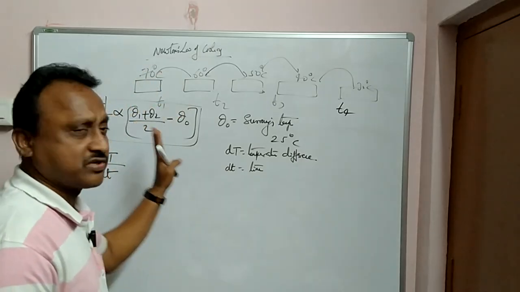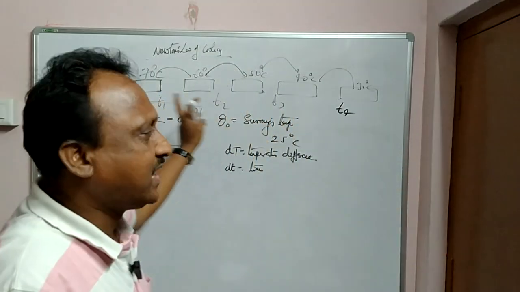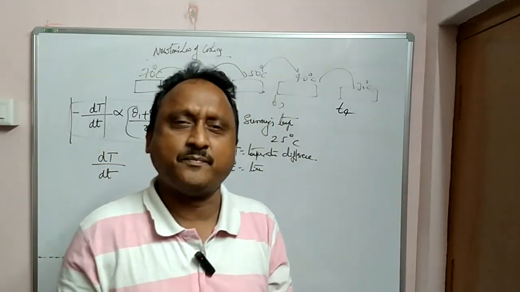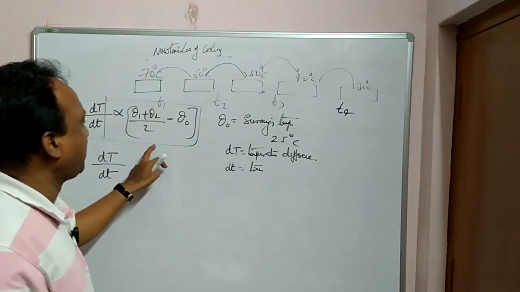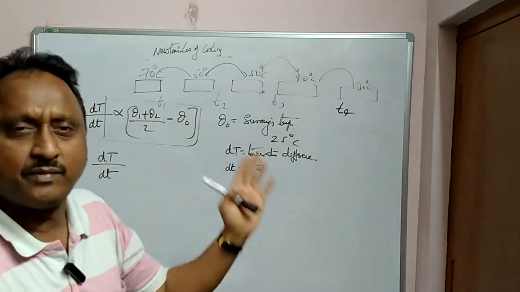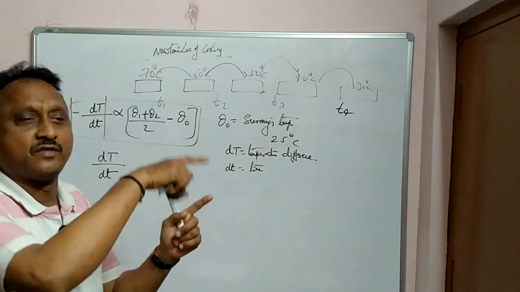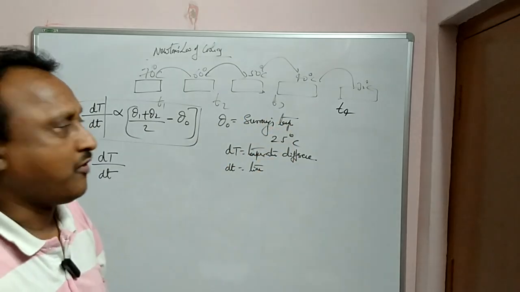So this is the definition of Newton's law of cooling. Rate of cooling of any body is directly proportional to the mean excess temperature over the surrounding. That is, mean excess means (θ1 plus θ2) by 2 minus θ0. θ0 is the surrounding temperature. θ1 plus θ2 by 2 is the average temperature of the falling: 70 to 60, 60 to 50, 50 to 40, 40 to 30.